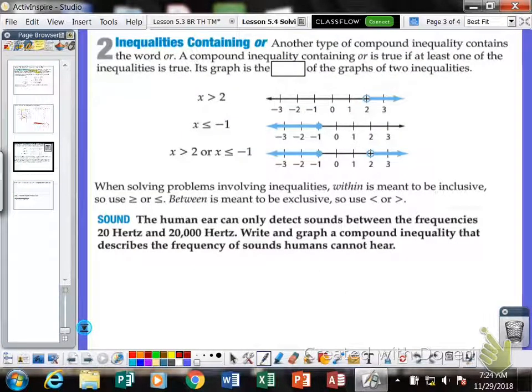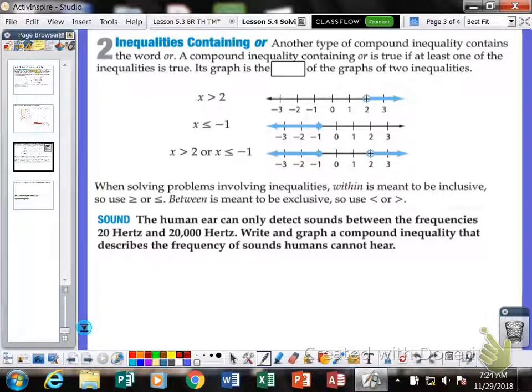Inequalities containing or. Another type of compound inequality contains the word or. A compound inequality containing or is true if at least one of the inequalities is true. So they both don't have to be true, one or the other. So as long as it works for the one, it's okay if it doesn't work for the other. So one or the other.